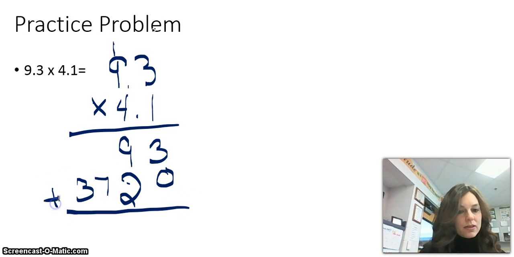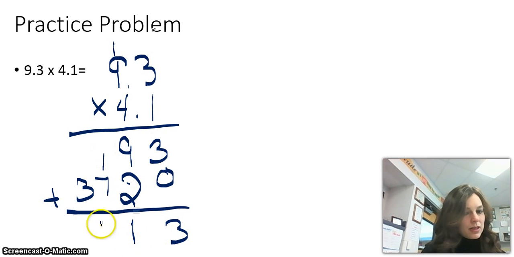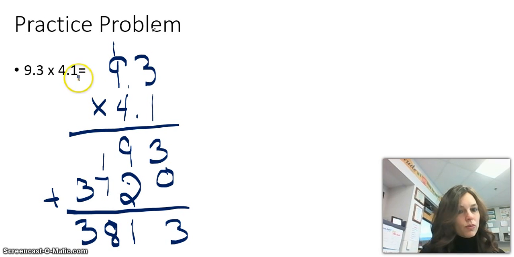Add it all together. 3 plus 0 is 3. 9 plus 2 is 11. Carry the 1, bring down the 1. 1 plus 7 is 8, and nothing plus 3 is 3. I have 2 places behind the decimal in my question, so I have 2 places behind the decimal in my answer.